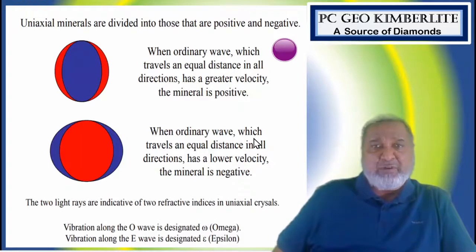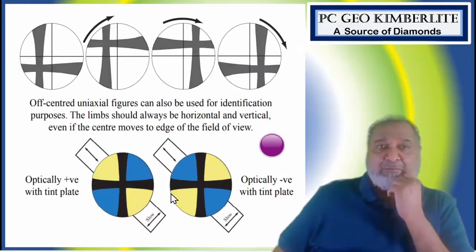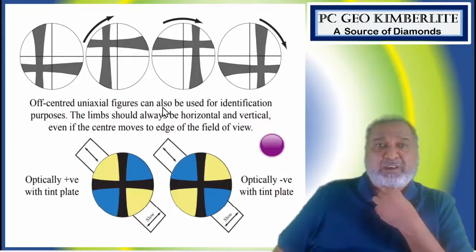When the ordinary wave, which travels an equal distance in all directions, has a lower velocity, the mineral is negative. When two light rays indicate the two refractive indices of the uniaxial mineral, it is off-centered. The off-centered uniaxial figure can also be useful for identification purposes. The limbs show horizontal or vertical, even as the center moves to the faster.